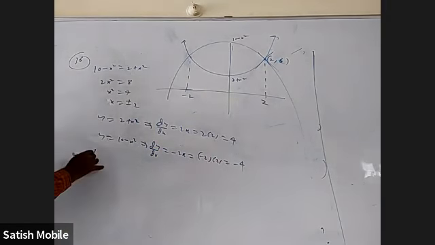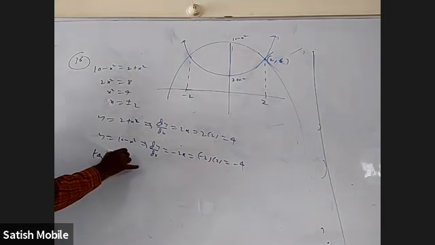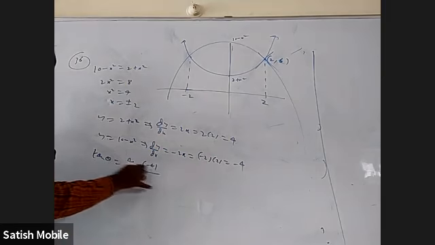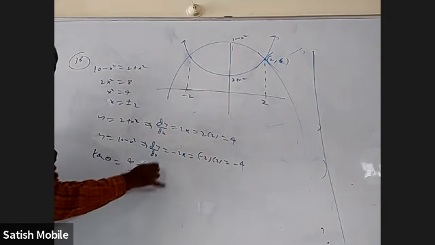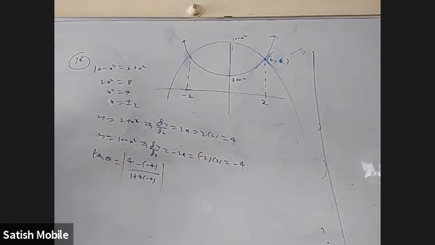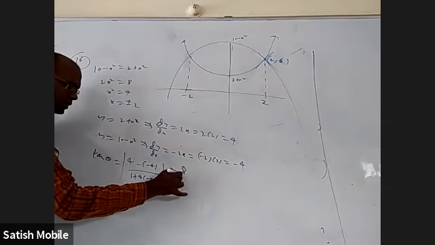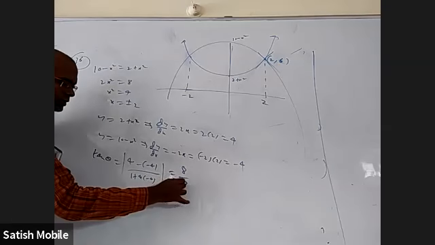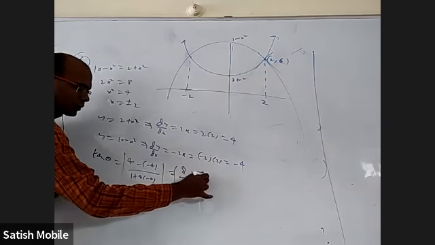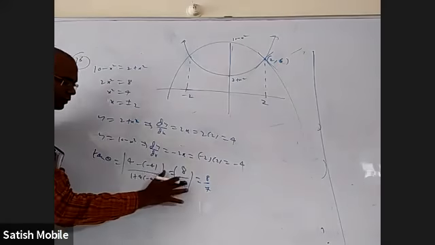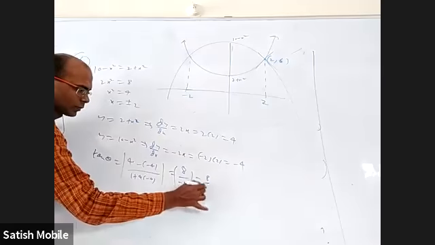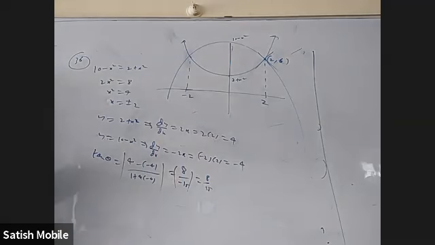Now angle between them, tan theta equal to 4 minus minus 4 by 1 plus 4 into minus 4. Just find the point of intersection first. Find dy by dx at that point for the first curve, dy by dx at that point for the second curve, and then tan theta equal to mod m1 minus m2 by 1 plus m1 m2, which is 8 by minus 15. So theta is tan inverse 8 by 15.